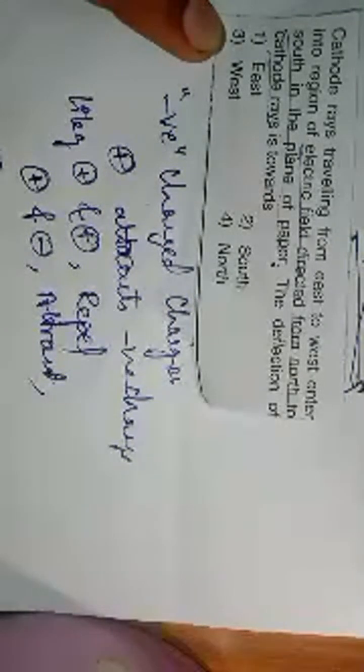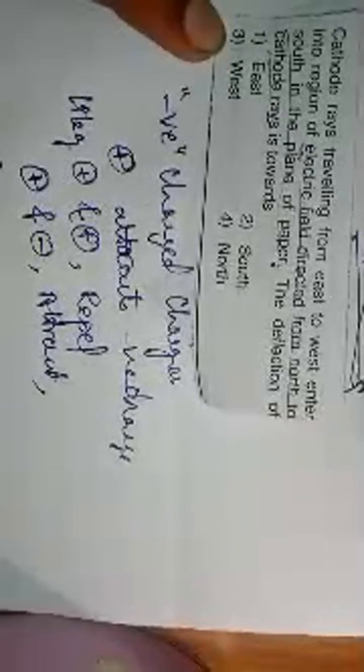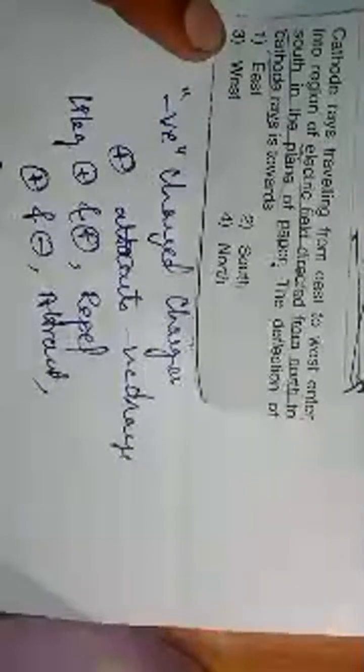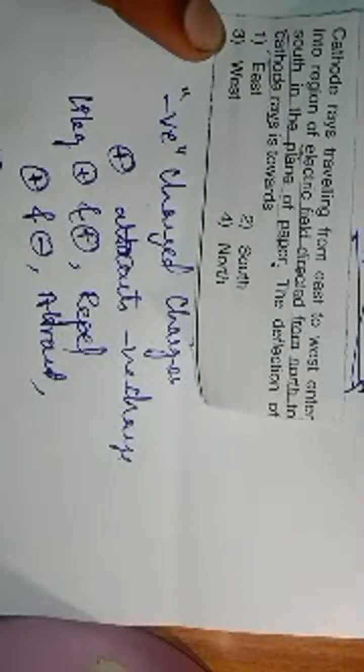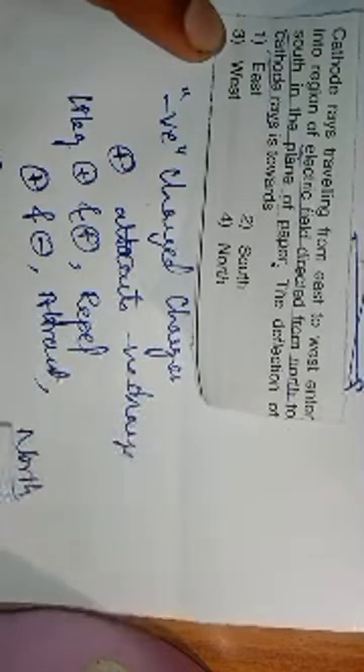See, if the electric field is going from north to south, these cathode rays, which are negatively charged, will be attracted opposite to the electric field, exactly. So the direction of the cathode rays is towards the north, which is opposite to the electric field direction.